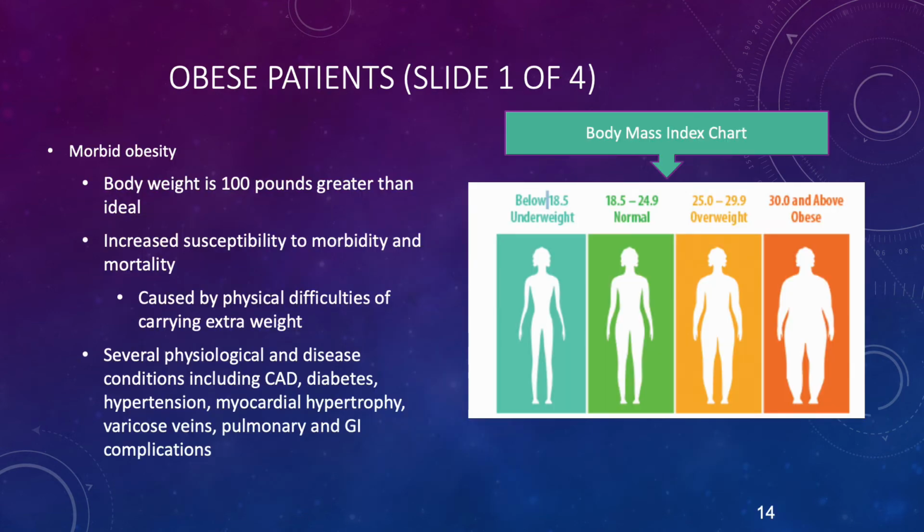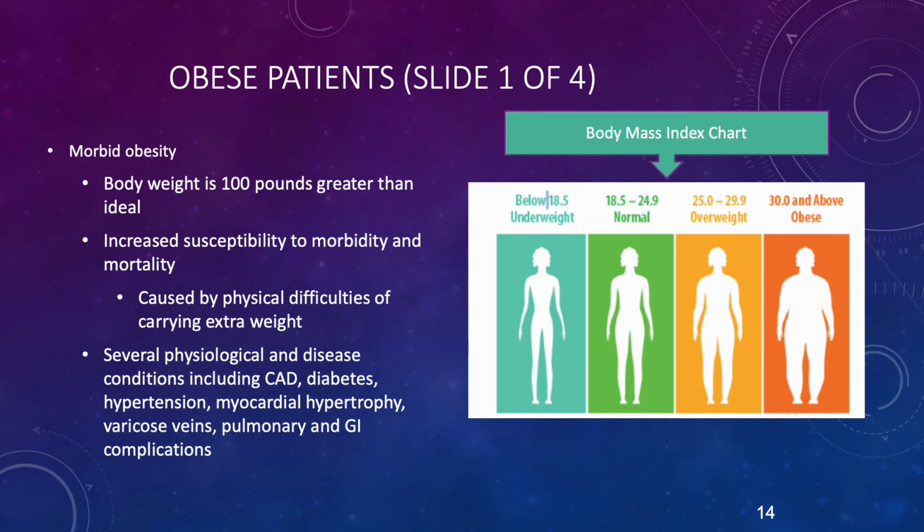So now that we have a better understanding of the pediatric patient, let's talk about the obese patient. Now, morbidly obese refers to a patient whose body weight is more than 100 pounds greater than their ideal body weight. Increased morbidity and mortality is due to the physical difficulties associated with carrying all of that extra weight. Complications and morbidity will vary with the severity of the obesity.